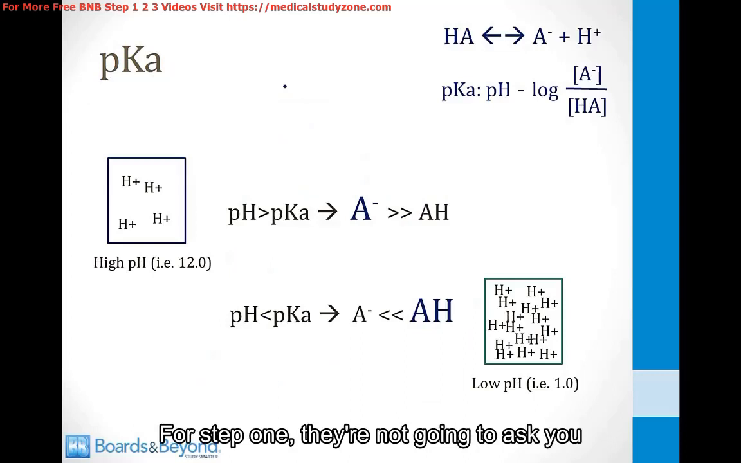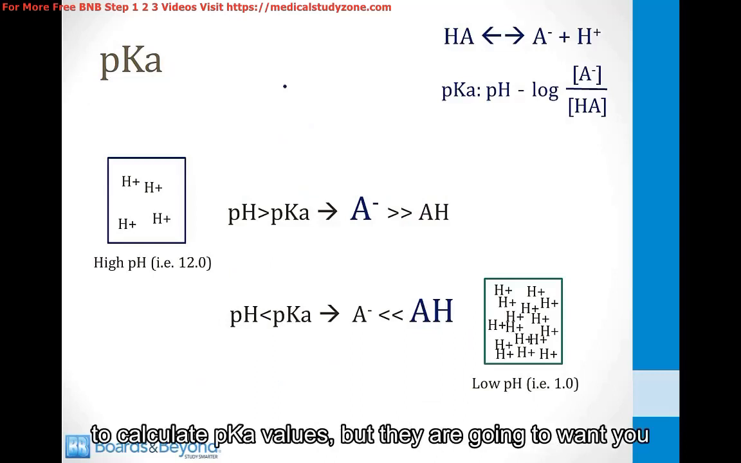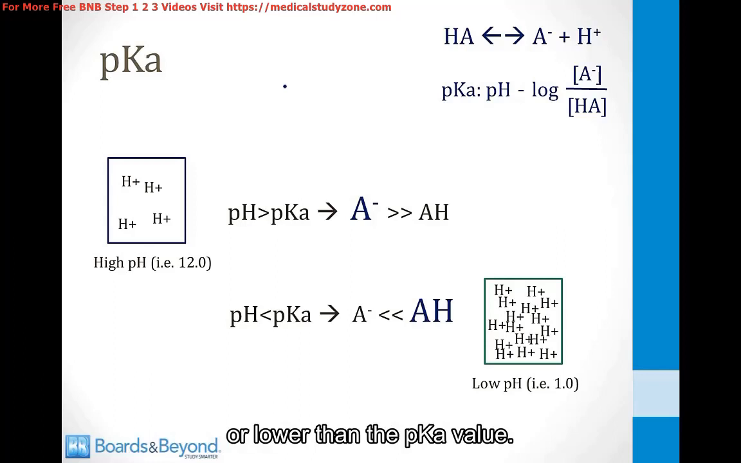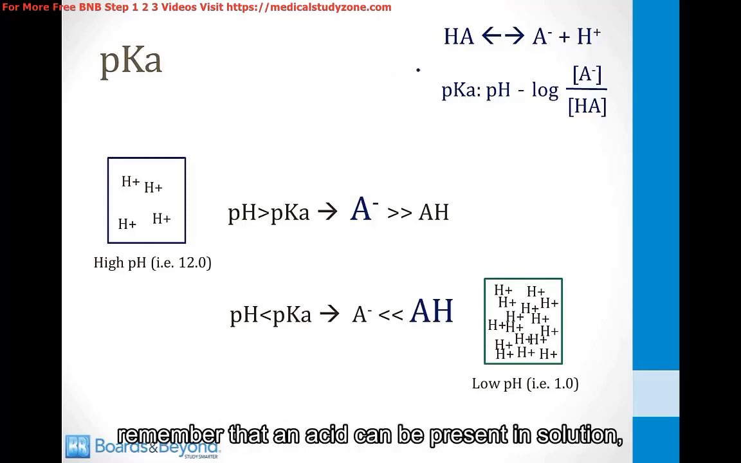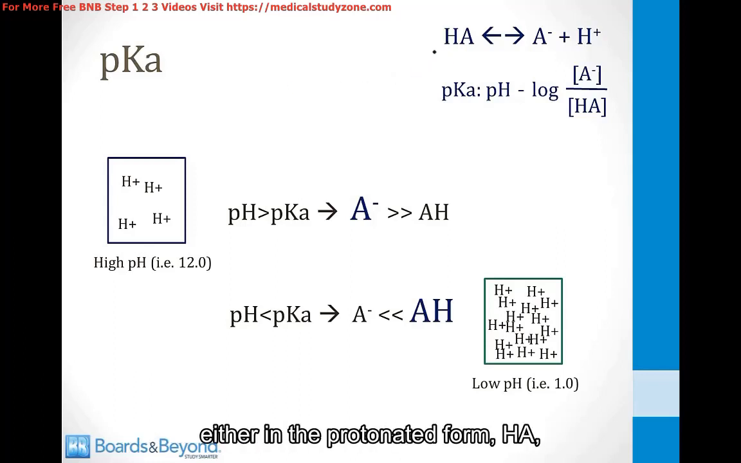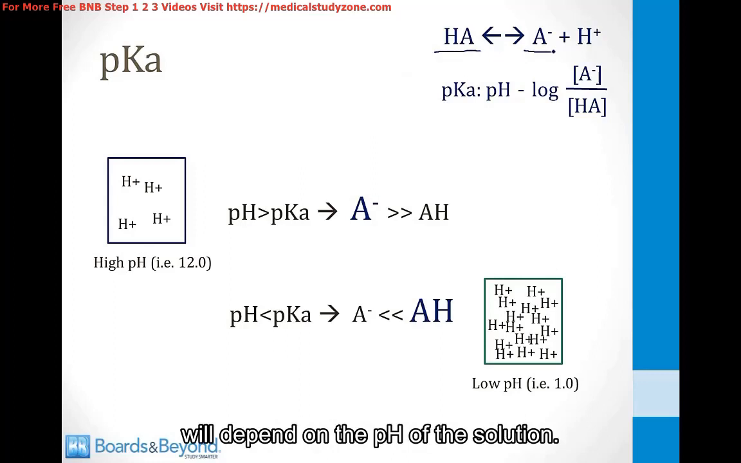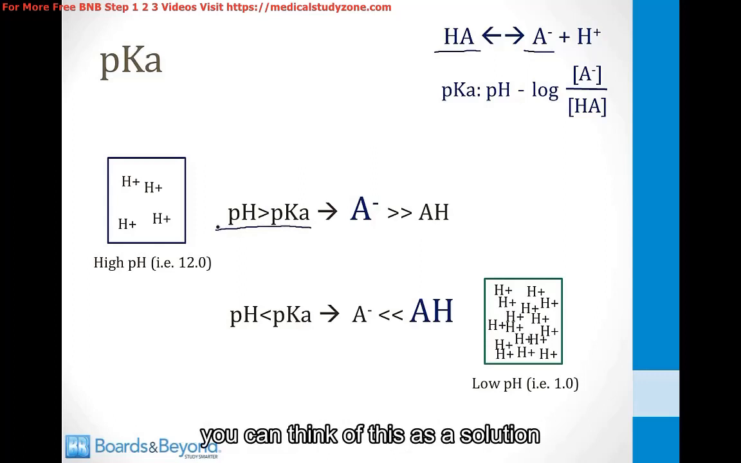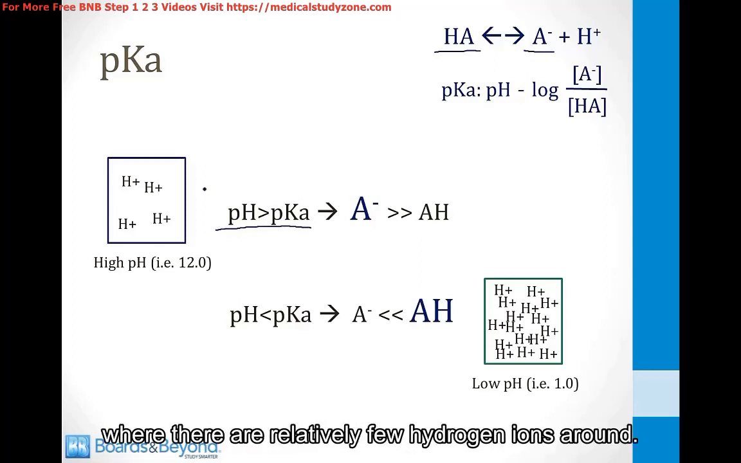For step 1, they're not going to ask you to calculate pKa values, but they are going to want you to understand how an amino acid will behave when it's in a solution where the pH is higher or lower than the pKa value. So in order to understand that, remember that an acid can be present in solution either in the protonated form, HA, or the unprotonated form, A negative, and which form is favored will depend on the pH of the solution. So when the pH is higher than the pKa, you can think of this as a solution where there are relatively few hydrogen ions around.